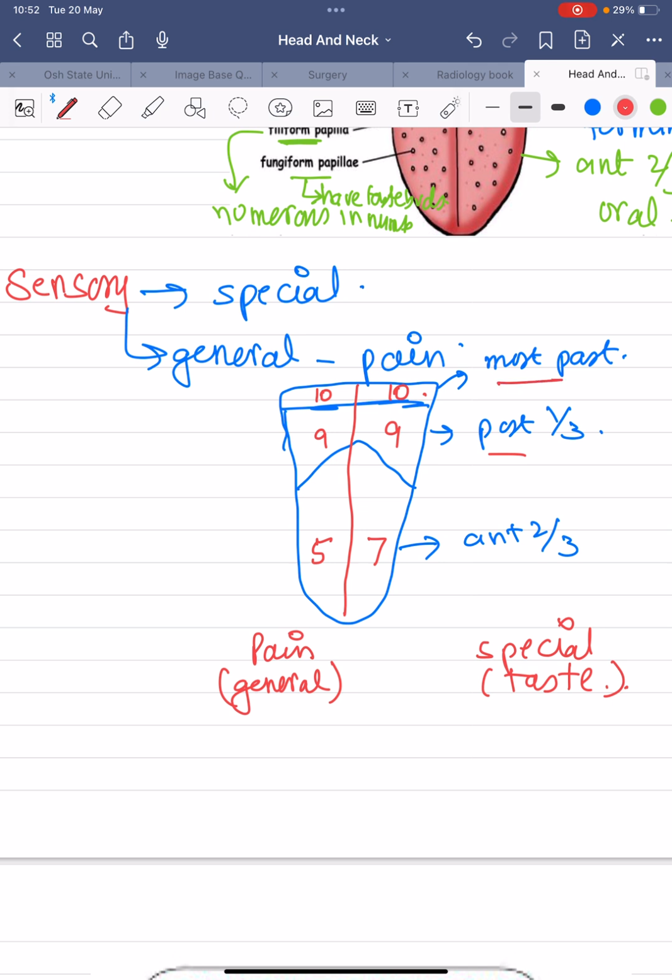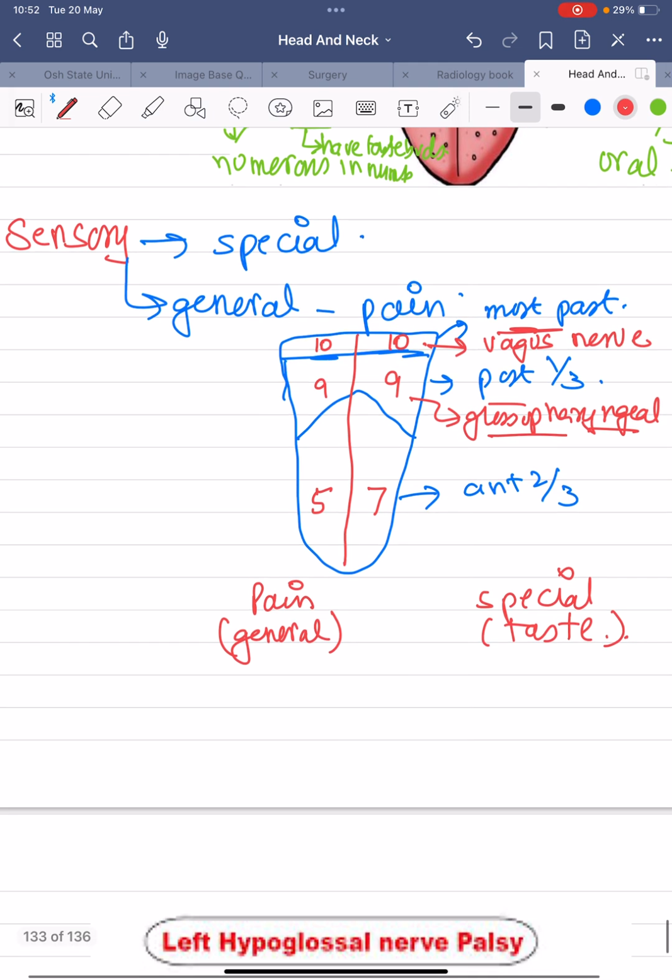Posterior and most posterior, it is not difficult. Both ninth, it is your glossopharyngeal nerve. Both special and general sensation are taken by the ninth cranial nerve. The most posterior part is taken again by your vagus nerve, the 10th cranial nerve. But when you come to the anterior part, please remember the general sensation of pain is taken by your fifth cranial nerve.